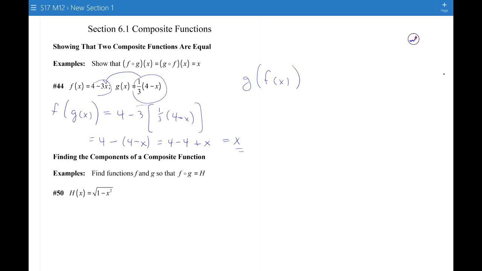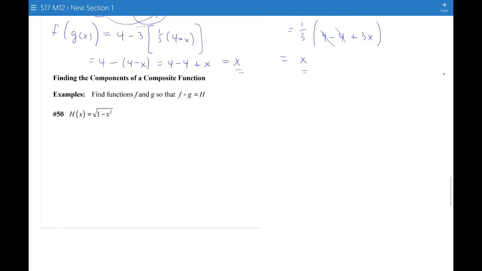So we want to look at g of f of x. And that says take the f and put it inside the g. So I get 1/3 times 4 minus the quantity 4 minus 3x. So we do it's inside the parentheses first. 4 minus 4 plus 3x. The 4's cancel, and I get x. So this is how you show that two composite functions are equal.